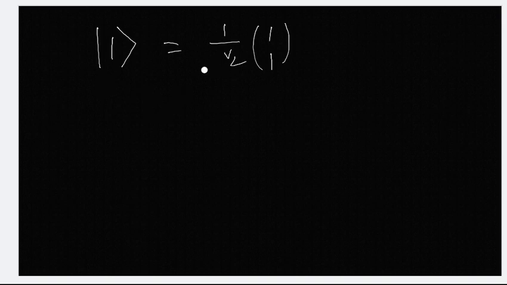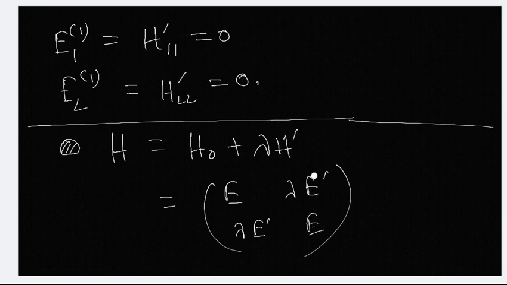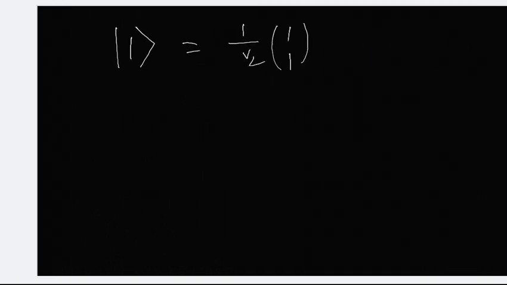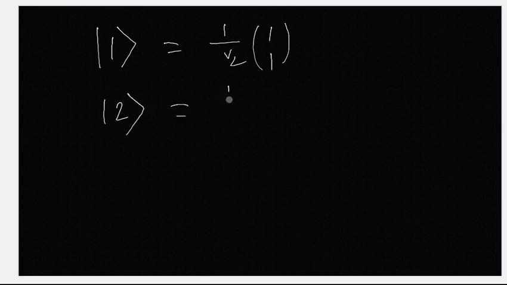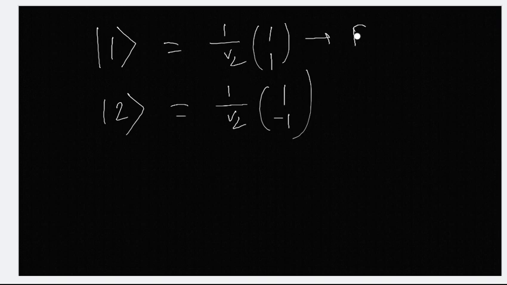Okay, you will find two states. The first state will be 1 by root 2 times (1 1). You can check that one. The state will be like that. Okay, and the second one you will find will be 1 by root 2 times (1 minus 1). Okay, and those are the eigenvectors, the first with eigenvalue E plus lambda E prime, and this one with E minus lambda E prime.